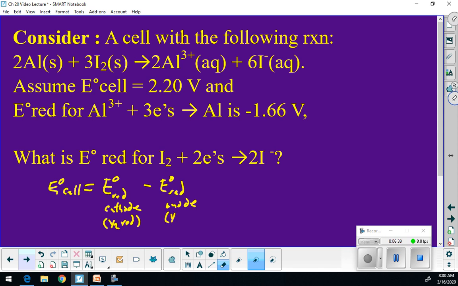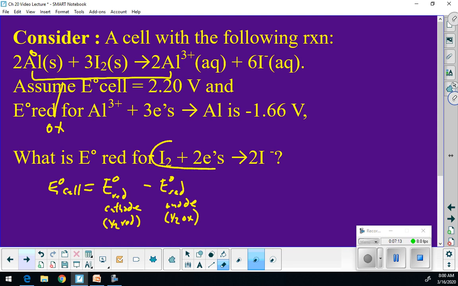Good, or my half oxidizing, right? So what do they give me? Says here I've got this. They tell me aluminum. I want to know what it is for my iodine. So I have to look at this reaction, and I have to say what is oxidizing and what is reducing. It looks to me like aluminum is going from a 0 to a +3, so the aluminum must be oxidizing. So that is oxidizing, which means my I2 is my reducing species.